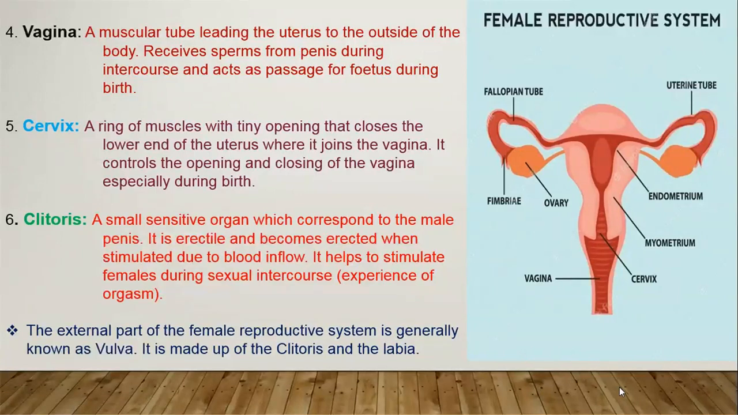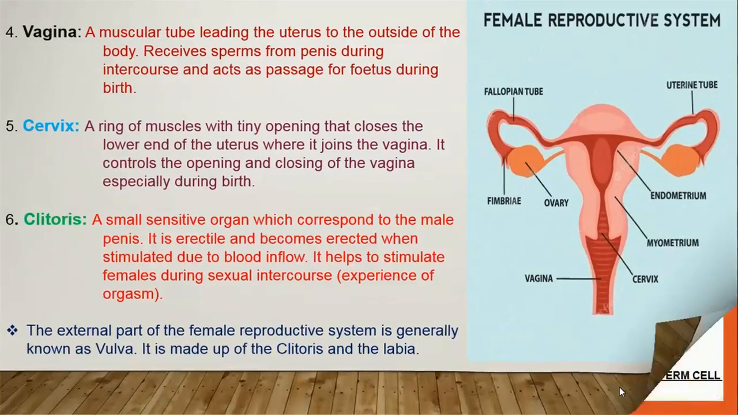Okay, now note that the external part of the female reproductive system is generally known as the vulva. The vulva can include the clitoris and the labia. We actually have 2 labia. We have the labia majora, which is the bigger one, and we have the labia minora, which is a smaller one. So take your time, go through the image of the female reproductive system here. Take note of all the parts we have mentioned. You'll be needing it later.